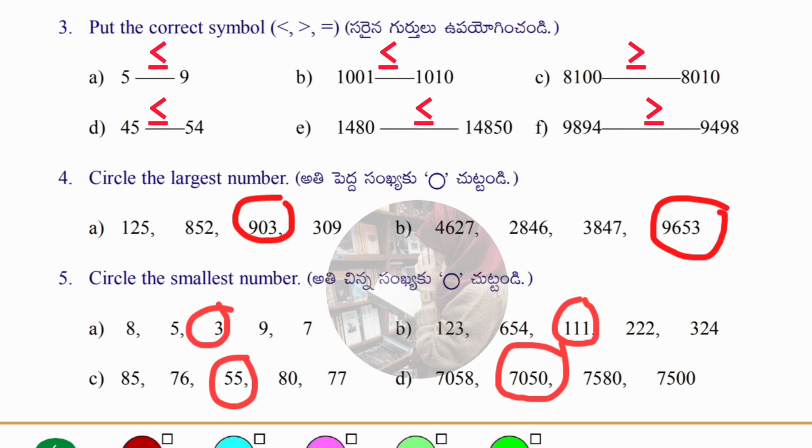Likewise, the fifth Roman is circle the smallest number. Here four sequences are given in which you have to circle the smallest number in each sequence. So in the first one 3 is the smallest one, the second one 111 is the smallest one, the third one 55 is the smallest one, and the fourth one 7050 is the smallest number.